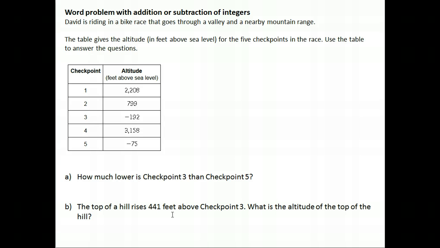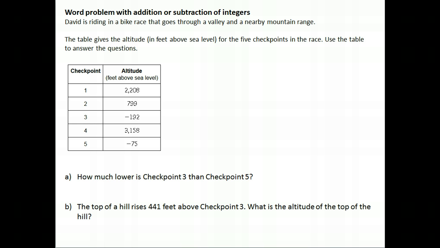Review the topic word problems with addition and subtraction of integers. The problem states that David is riding in a bike race that goes through a valley and a nearby mountain range. The table gives the altitudes in feet above sea level for the 5 checkpoints in the race. Use the table to answer the questions.